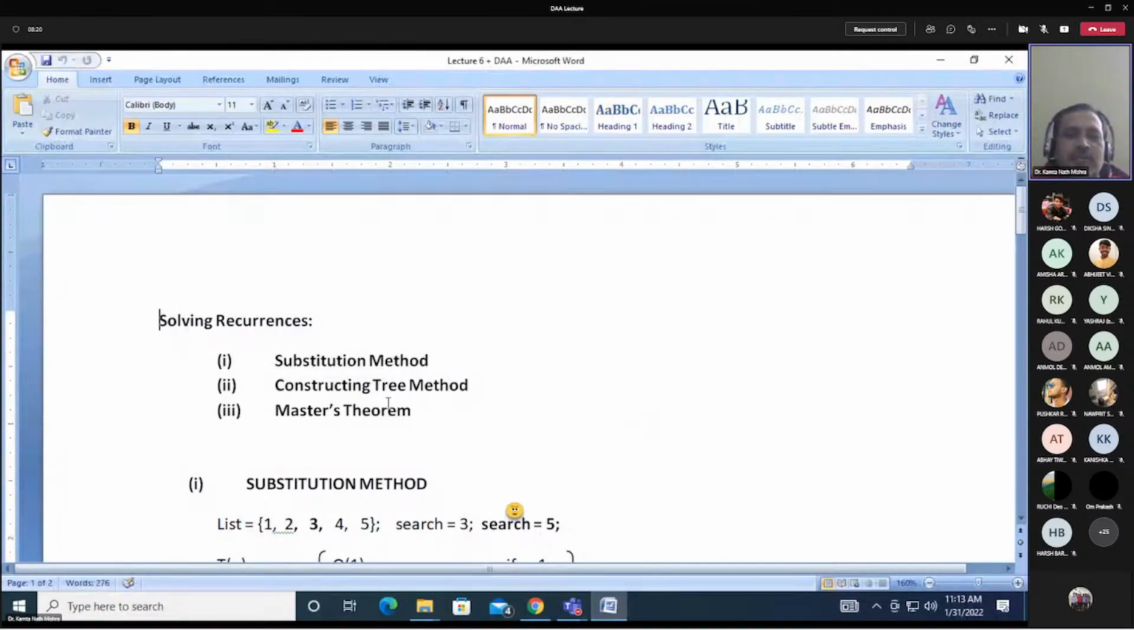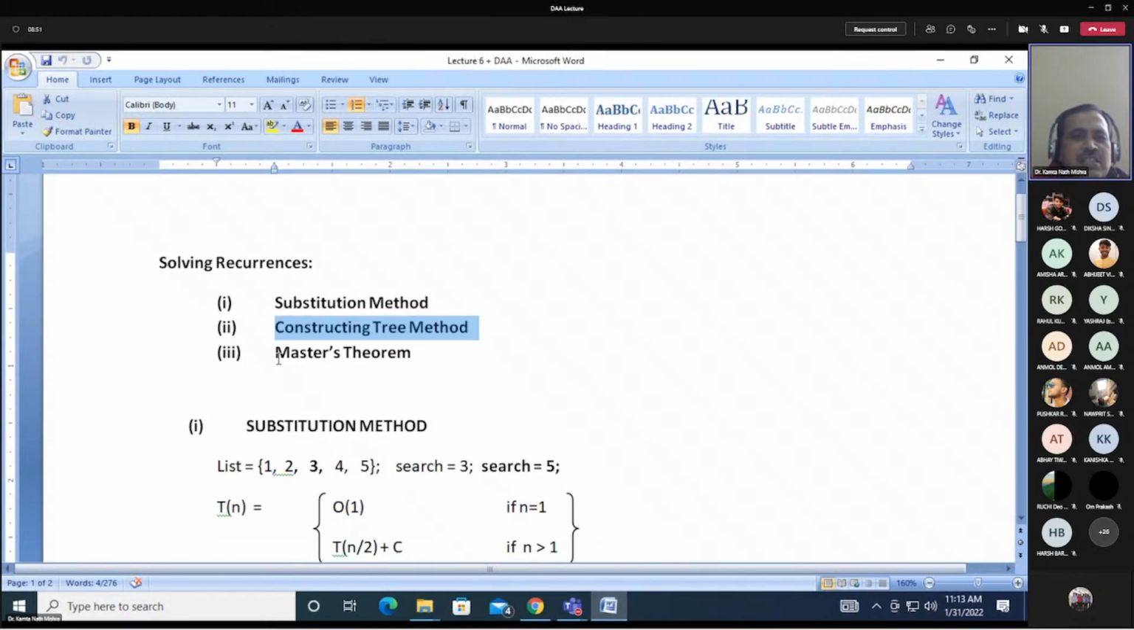Today we will discuss solving recurrences. For solving recurrences, we can use 3 methods. One is the substitution method, and another approach is we can construct a tree and then solve the recurrences. This is the tree construction method, or constructing tree method. And the third way is Master's theorem method.